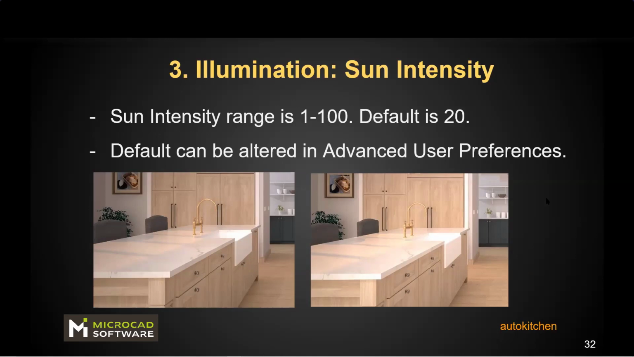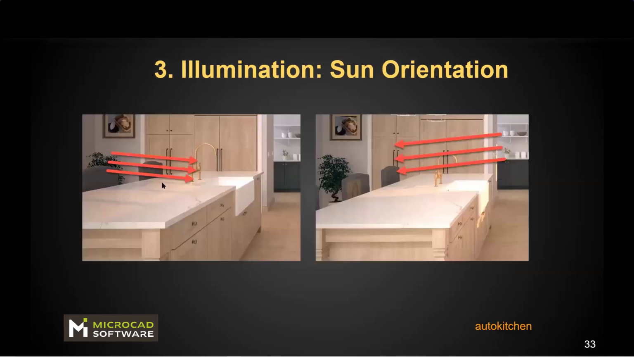The second way of altering the sun is changing the orientation. In the image on the left, you can see the sun hitting the countertop at an angle, left to right. And the image on the right is the opposite. It's also at an angle, but it's coming right to left. You can see how the shadow of the faucet is being reflected on the chair, right? That's because the sun is coming in that direction.